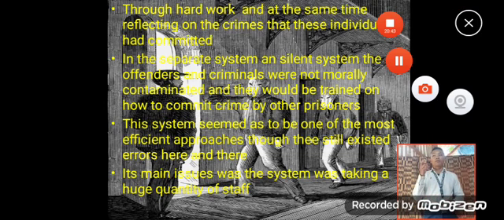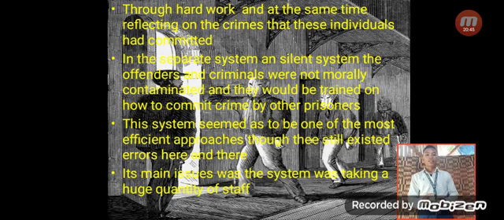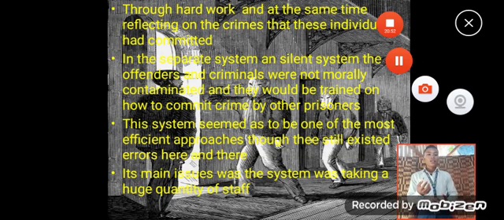In the Pennsylvania prison system, also referred to as the separate system, and the Auburn system, known as the silent system, the offenders were not morally contaminated, and they would not be trained on how to commit crime by the other prisoners, while at the same time those deemed offenders were kept separate and silent. This seems to be one of the most efficient approaches, though errors still exist.